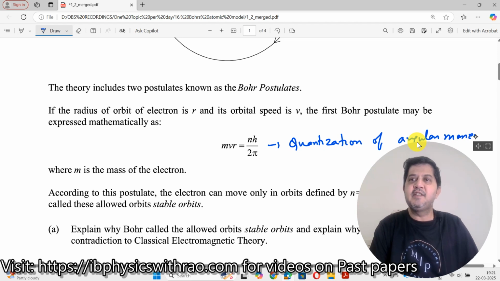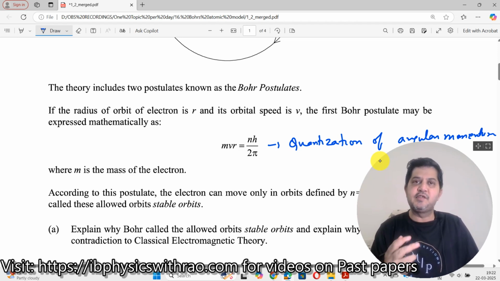So, this tells us that the angular momentum cannot exist in any continuous manner, but instead it is seen to be discrete in nature, and for every orbit you see that it has a different angular momentum, and this angular momentum goes in terms of the multiples of h by 2 pi. That is what is called the first principle of Bohr's postulate.